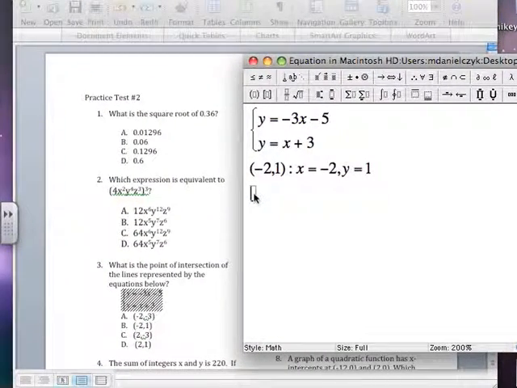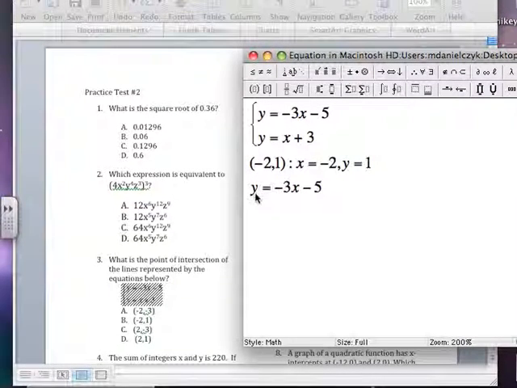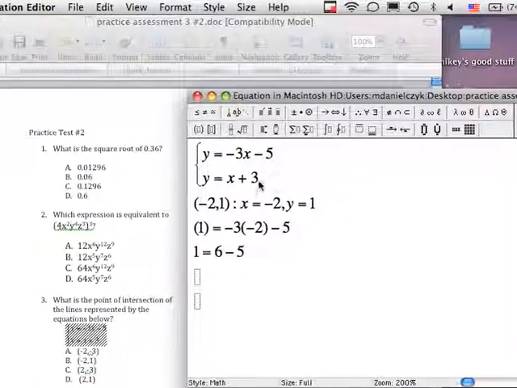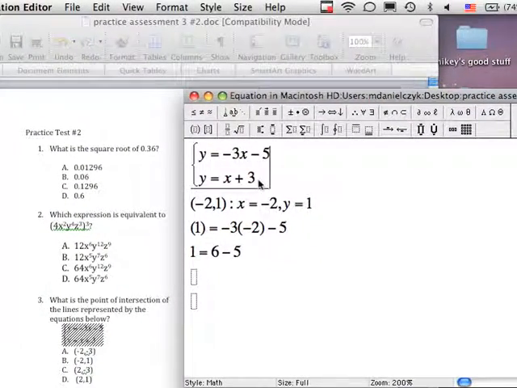And here, again, I'll have y equals -3x plus 5. I'm going to replace y with 1, and I'm going to replace x with -2. And this should work because 1 equals -3 times -2 is +6, and +6 minus 5 is 1. So that works. So I'm going to keep the work here, and I'm just going to try the next equation.